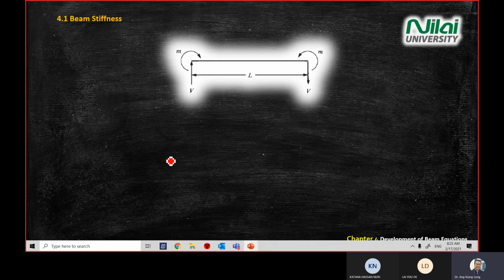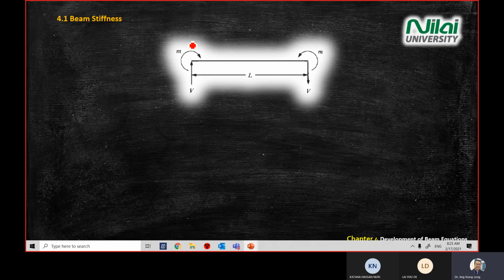So we'll look at one example. Let's say you have a beam, and if you look at the diagram, you have a moment on the left and a moment on the right, and you have a transverse displacement. On the left it is going up, on the right it is going down. By looking at this diagram, you should know which one is positive, which one is negative.